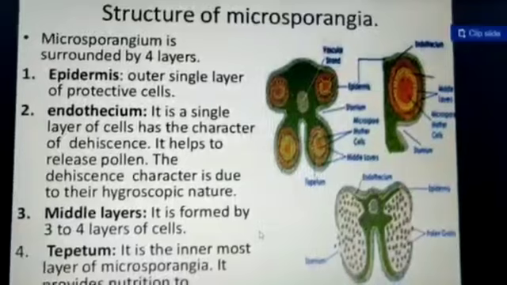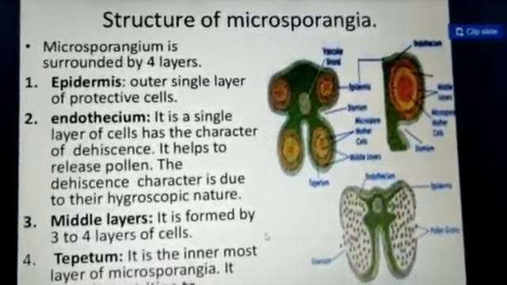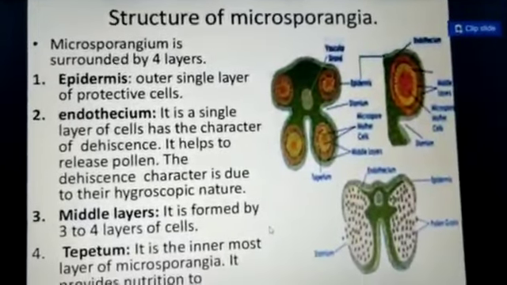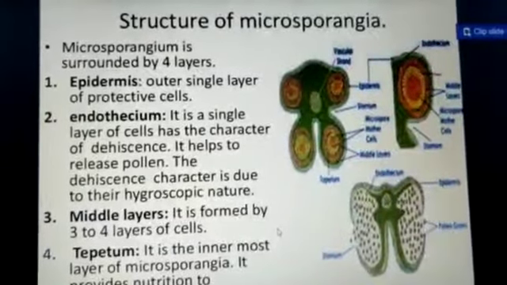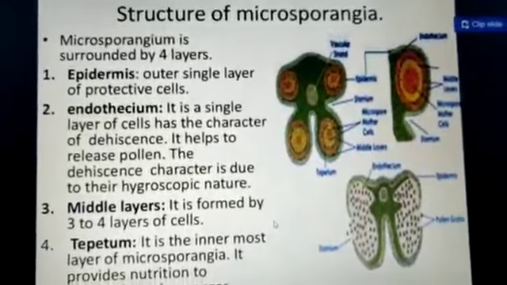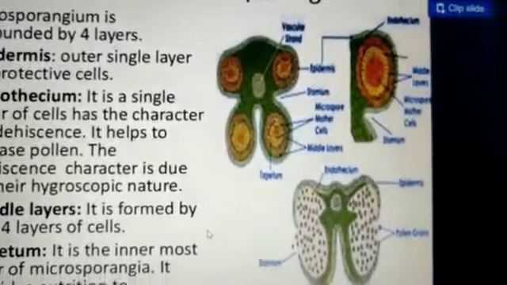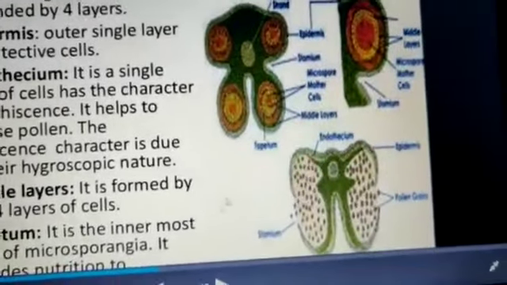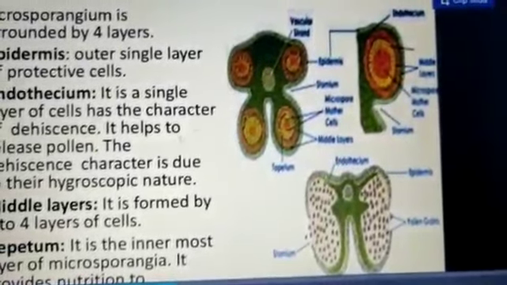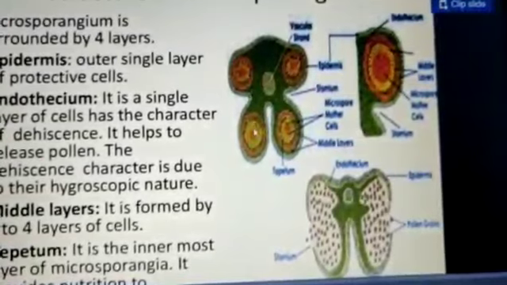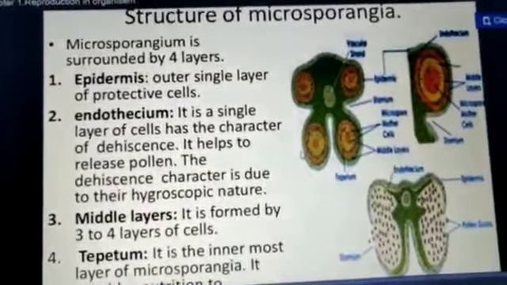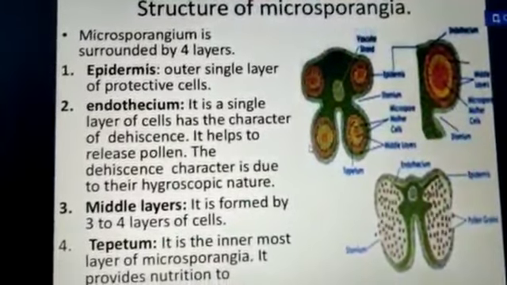Now, structure of microsporangia. A 2-marks question can be asked on the structure of microsporangia, or they may ask for the diagram of a microsporangium. Microsporangium is surrounded by 4 layers. The outermost layer is the epidermis. Now see, this is the outermost layer, epi means outermost. This is the vascular bundle. These are the microsporangia. The outermost layer is a single layer of protective cells.